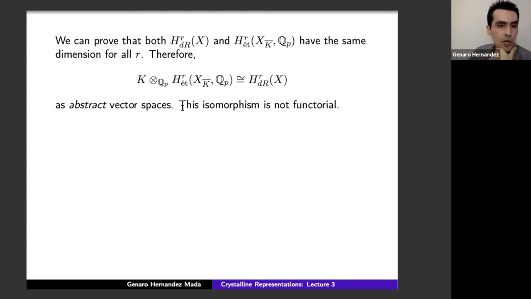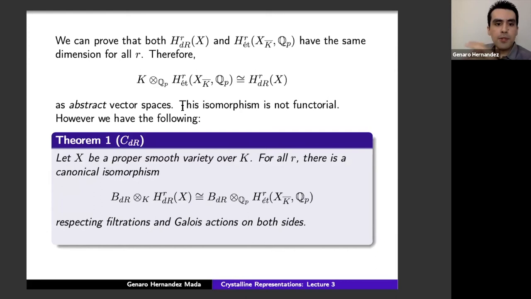And so we have the following theorem. It's called C_dR or C_DR. The letter C stands for conjecture, because it was a conjecture for a long time. Now it's a theorem. Of course, we are not going to prove it here, I'm just stating it. It says: X is a proper smooth variety over K. For all r, there is a canonical isomorphism from the de Rham cohomology of X extending the scalars to B_dR, to the étale cohomology extending the scalars to B_dR. And this isomorphism respects filtrations and Galois actions on both sides. And moreover, the important thing about this theorem is that this isomorphism is functorial in X.